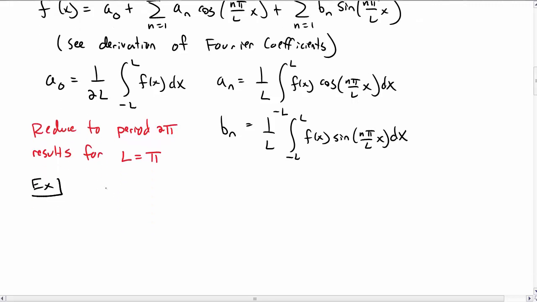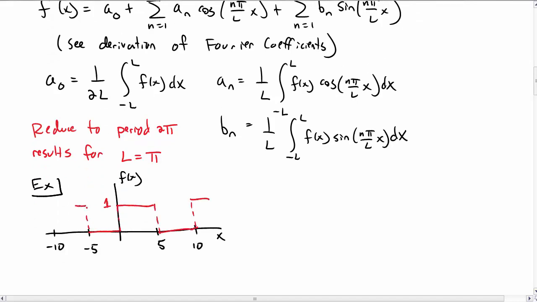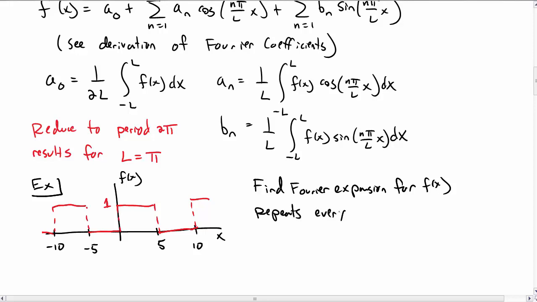So let's look at an example. Again, the function that we've been considering above, so our square wave, which looks like this, and we want to find the Fourier series expansion for this function f of x. The first thing we need to do is determine how often it repeats, and so this repeats every 10, which means that 10 is equal to 2L, or rather L is equal to 5 here.